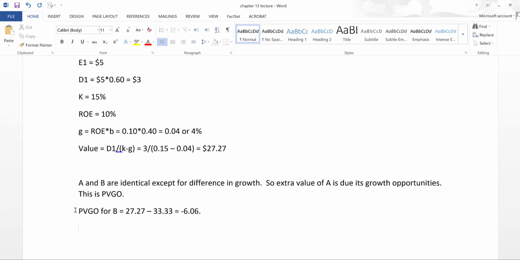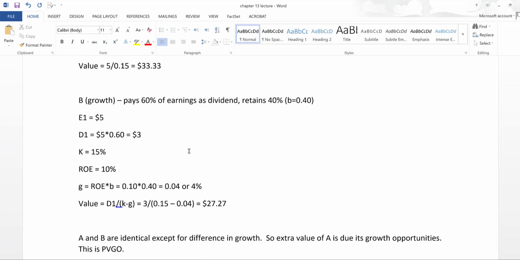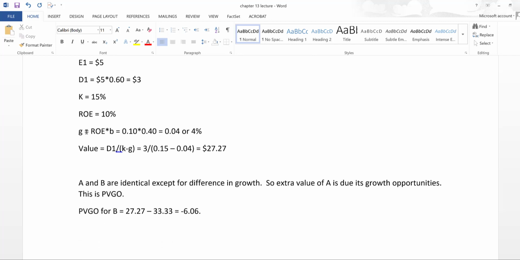So present value of growth opportunities is negative here. Without growth opportunities, firm's value is higher. With growth opportunities, the value is lower. So this firm would have been better off just not pursuing those growth opportunities, right? So what changed here? So the firm is still growing, by the way, right?